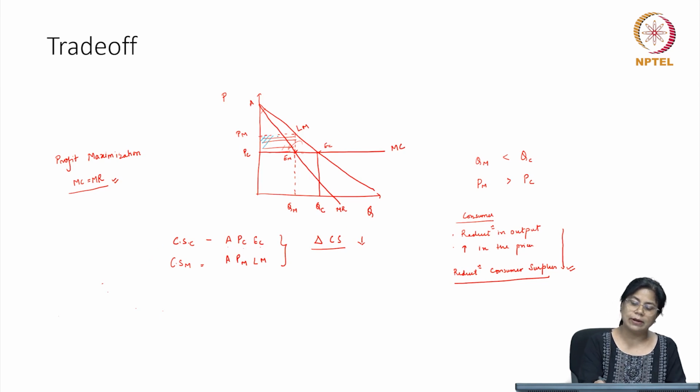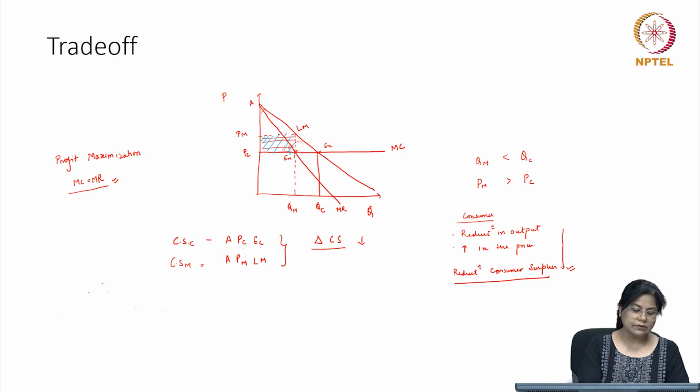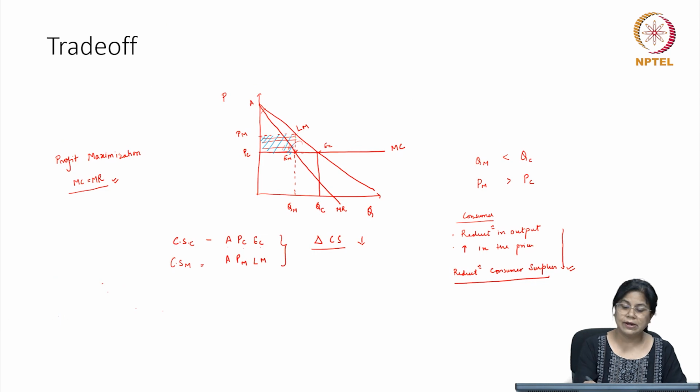However, let us first look at this particular area marked by the blue pen. What is going on in this? This reduction in the consumer surplus has actually shifted in the form of profits for the monopolist. What concerns the policymakers essentially is this green area.